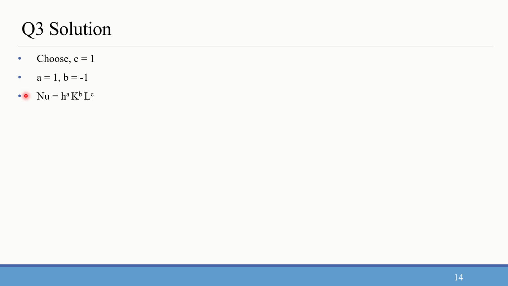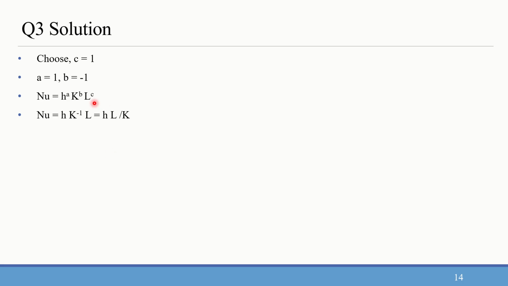So this was what was given in the question. Now after finding the values for a, b and c, we substitute back in this equation. So it becomes Nu is equal to h power 1, k power minus 1, L power 1, so it is hL by k. So that is the equation. This is the Nusselt number.